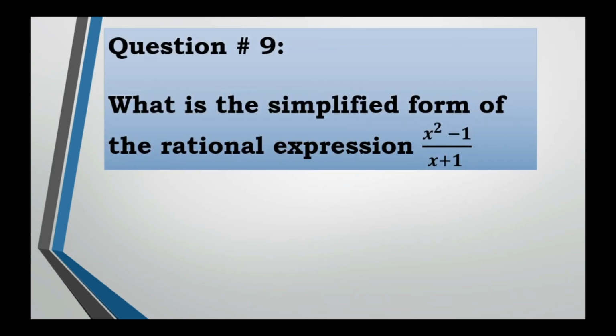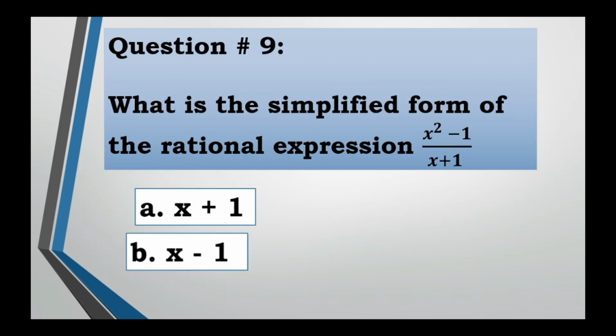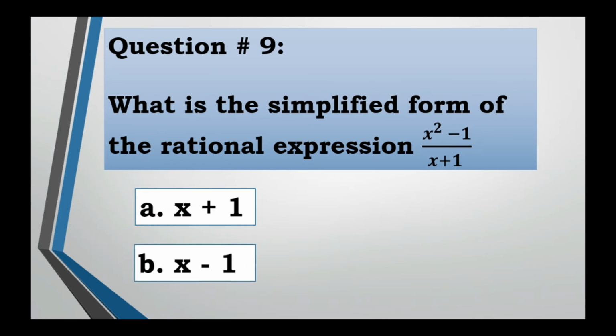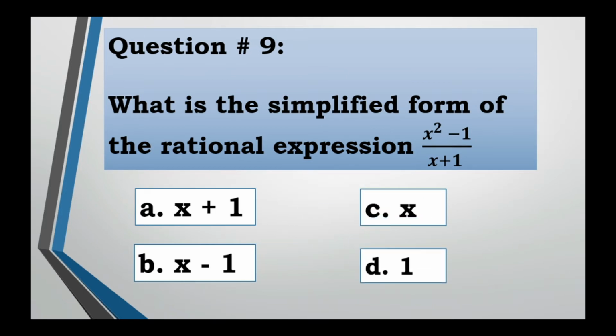Question number 9. What is the simplified form of the rational expression x squared minus 1 all over x plus 1? Letter A, x plus 1. Letter B, x minus 1. Letter C, x. Letter D, 1.